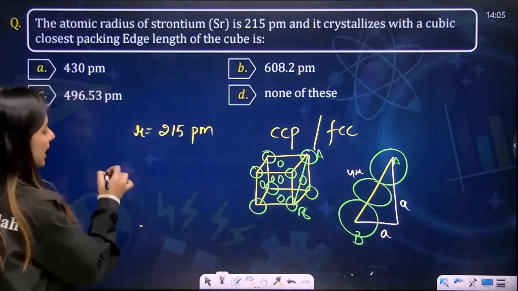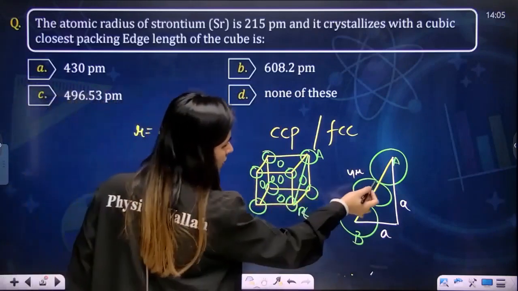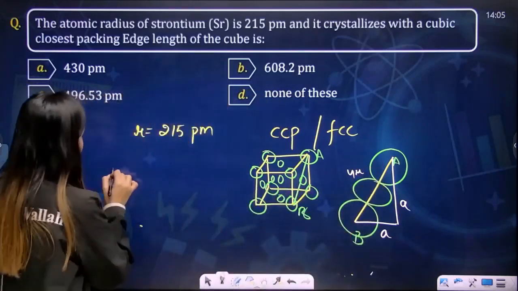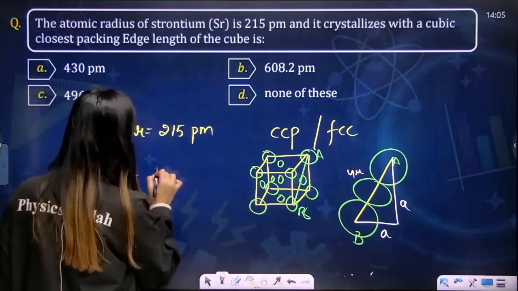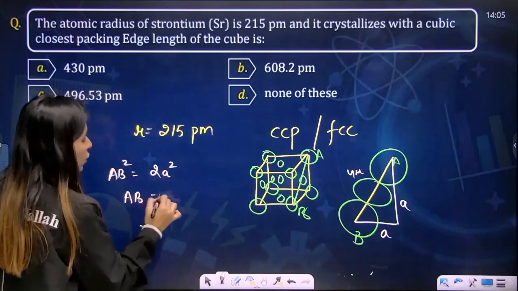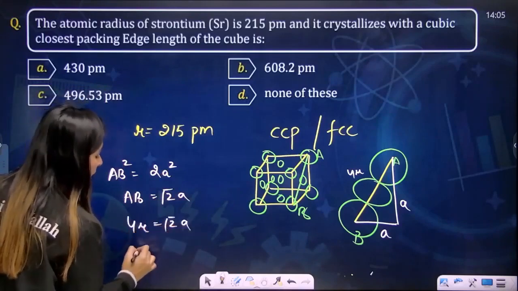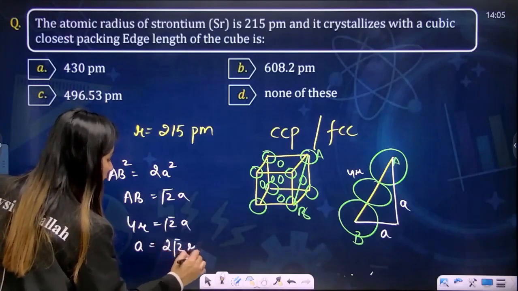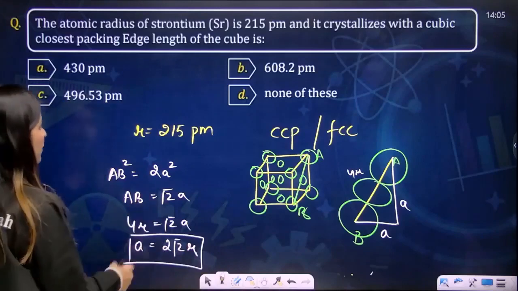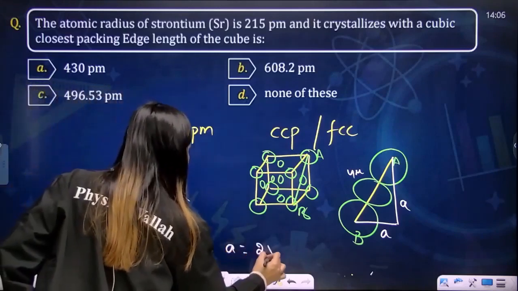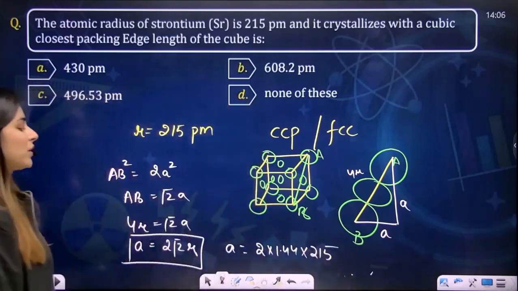Yes. So can I say that this is 4R, this is 2R, R, and 4R. So can I say that AB square is equal to A square plus A square, so 2A square. So AB will be equal to root 2 A. And what is AB? 4R. So 4R is equal to root 2 A, my dear students. So A would be equal to 2 root 2 R. Yes or no? Yes. So 2 root 2 R, and what is the radius given? 215. So the edge length would be equal to 2 into 1.44 into 215. So just multiply it and you will get your answer.